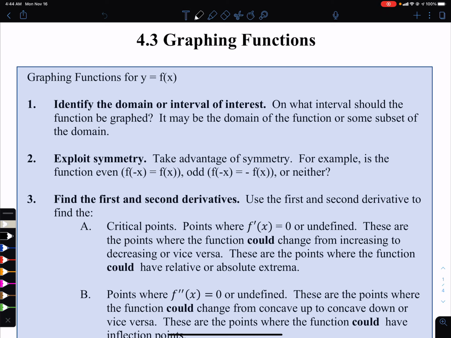This is chapter 4, section 3. We are not learning any new concepts. We're just applying everything we've learned for our whole life to be able to graph functions. So here are some guidelines for what to look for, what to do.